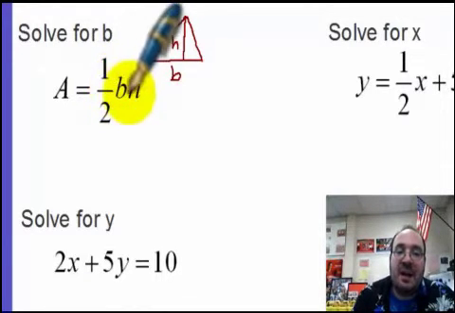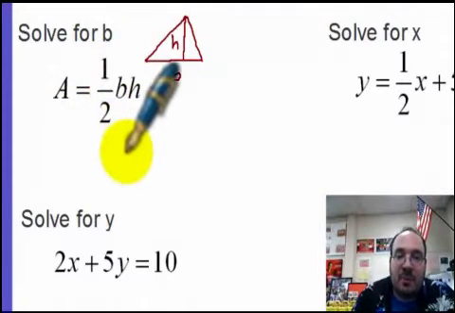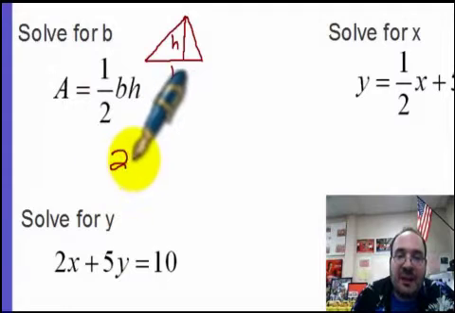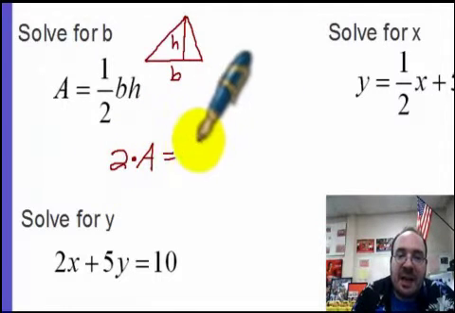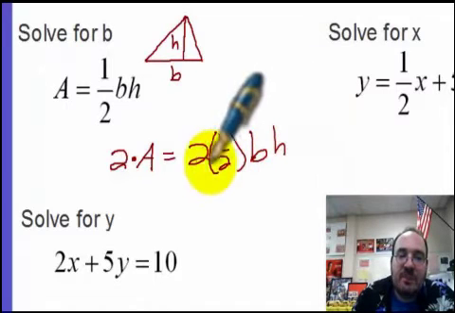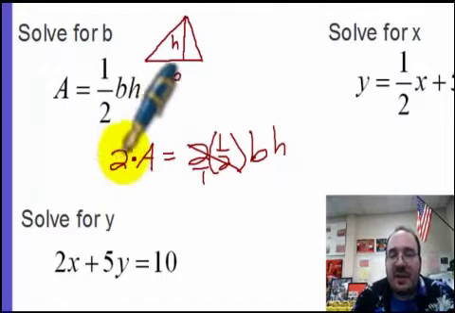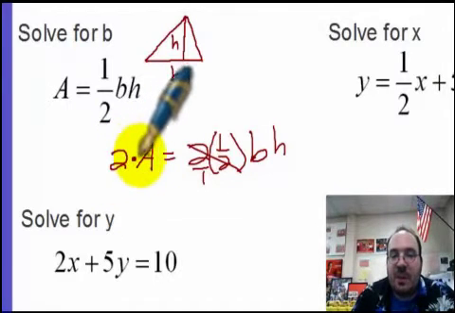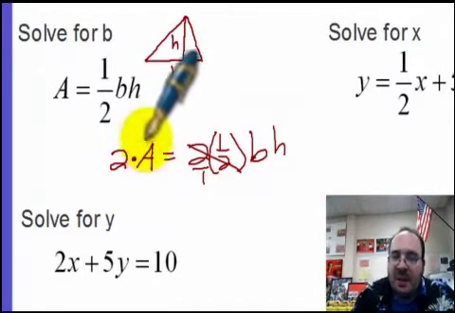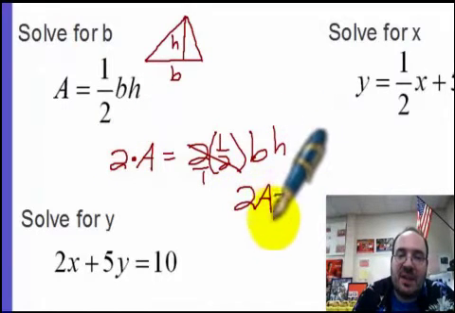So the opposite of a 1/2 in front of b, I would take the reciprocal and multiply by 2 on both sides. So I have 2 times a, and I have 2 times 1/2 bh, and the 2 and the 1/2 cancel. Now on the other side here I have 2a. And you're probably saying, well, what do I do with that? I don't know what a is. Well, just keep it the way that it is. Keep the 2a just like you see it.